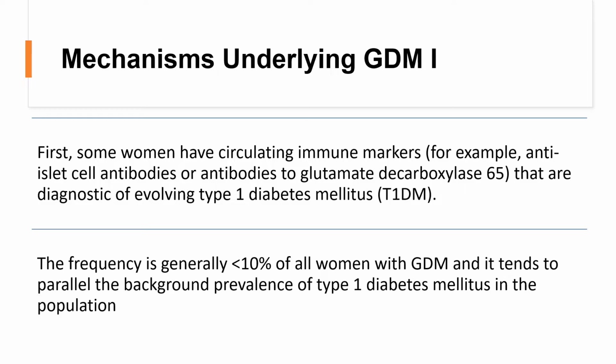First, some women have circulating immune markers, for example, anti-islet cell antibodies or antibodies to glutamate decarboxylase 65, that are diagnostic of evolving type 1 diabetes mellitus. The frequency is generally less than 10% of all women with GDM, and it tends to parallel the background prevalence of type 1 diabetes mellitus in the population.